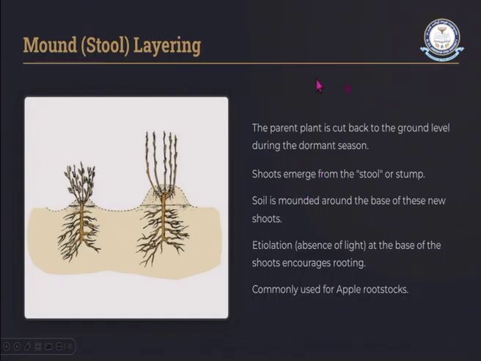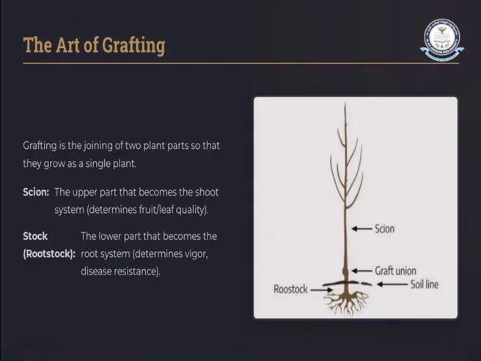This parent plant will be cut back to the ground level during the dormant season. What happens is the shoot emerges from the stool or the stump, and the soil is molded around the base of the new shoot. Etiolation, that means in the absence of light, what happens at the base, the shoot encourages the root system, and this is commonly used for the apple rootstock system. Then we see the grafting.